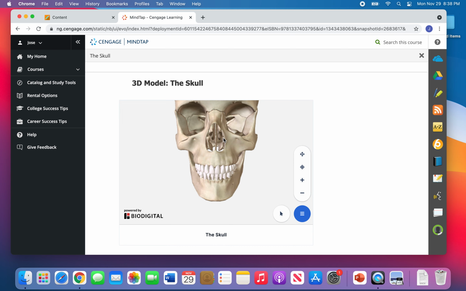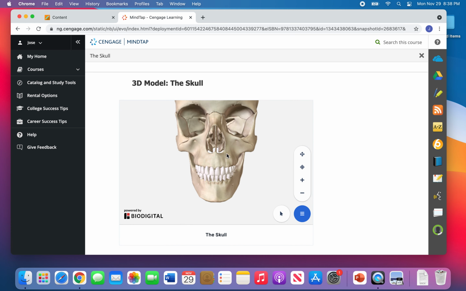Next are the zygomatic bones located over here. And zygomatic is basically a fancy name for cheekbones. These are your cheekbones.